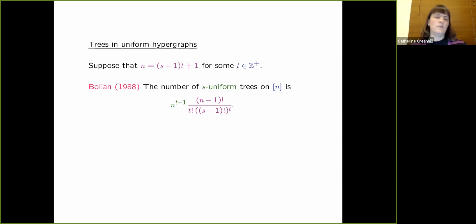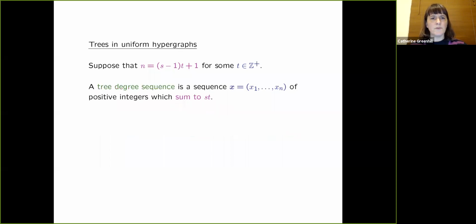We know the number of S-uniform trees on n vertices, and reassuringly, we recover Cayley's formula when S is 2. But what is more useful for us is that we can also write down a formula for the number of trees with a given degree sequence. So firstly, we should define a tree degree sequence to be a sequence of n positive integers, and they should sum to S times T, because that's the only thing you're going to see in the degree sequence of a tree with T edges, each containing S vertices.